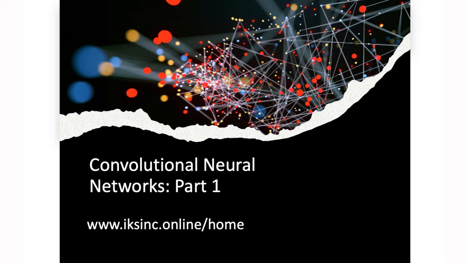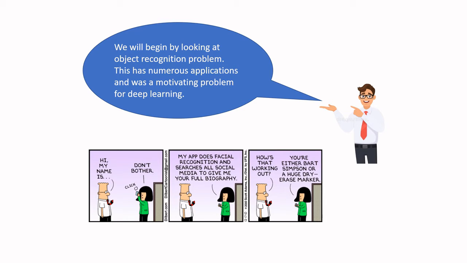Okay, in this lecture, we will discuss convolutional neural networks. We will begin our discussion by looking at the object recognition problem. This problem has numerous applications and was a motivating problem for deep learning. In fact, the first deep learning neural network was created to solve the handwritten digit recognition problem for a banking application.